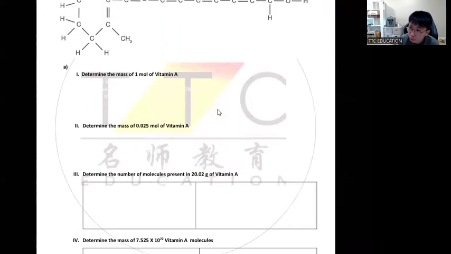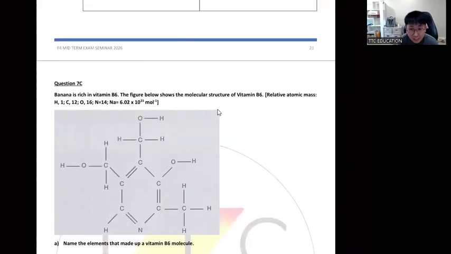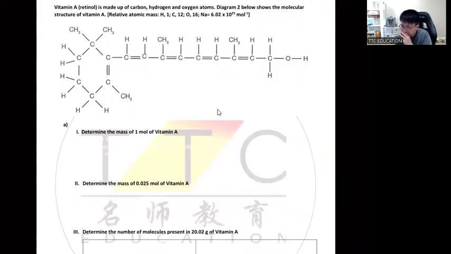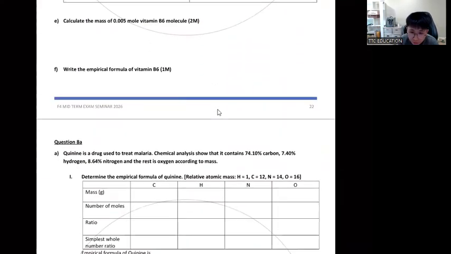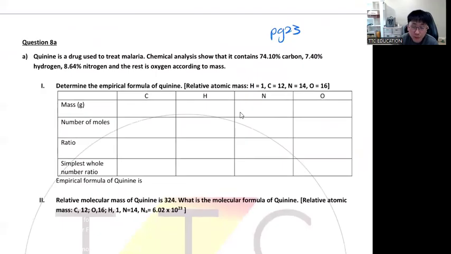7B, you all try it yourself. 7C, we give you vitamin, there's banana, vitamin, all these things. Give it a try yourself. We look at question number 8A, page number 23. This one is a normal empirical formula, not your magnesium oxide, not your copper 2 oxide.